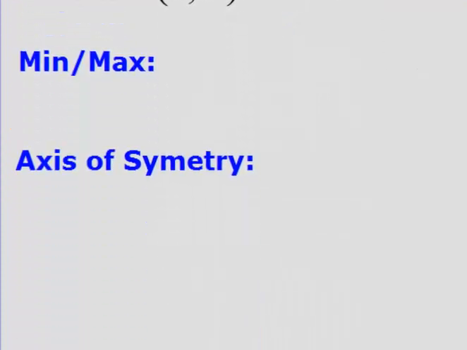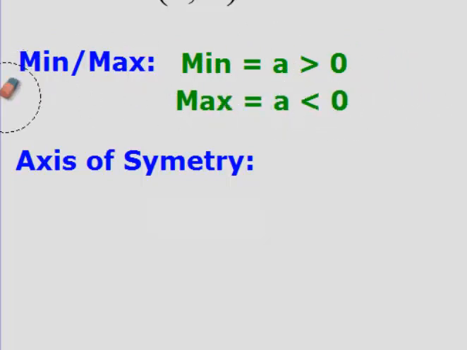Min-max, when do we have a minimum? When A is what? Greater than 0. That has not changed. When do we have a maximum? When A is less than 0.